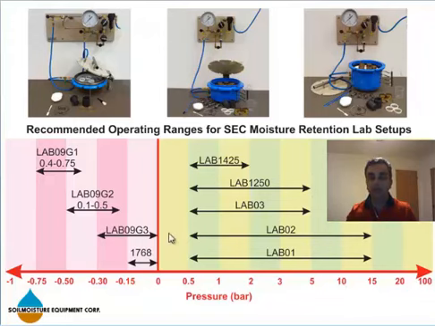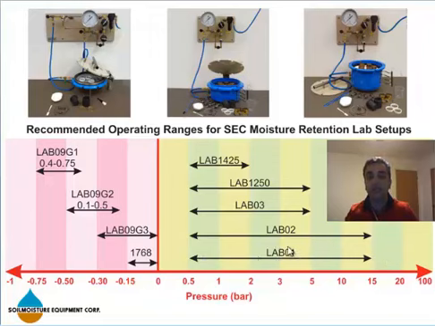Here you have the pressure method and here you have the vacuum method. In the pressure method you have lab 1, which is this one, lab 2, which is this one, and lab 3, and lab 1250 and lab 1425 that I'm going to show you pictures of in the next slide. But our major lab equipment are these 3, lab 1, lab 2, and lab 3. As you can see, lab 1 and lab 2 have the same pressure application range.